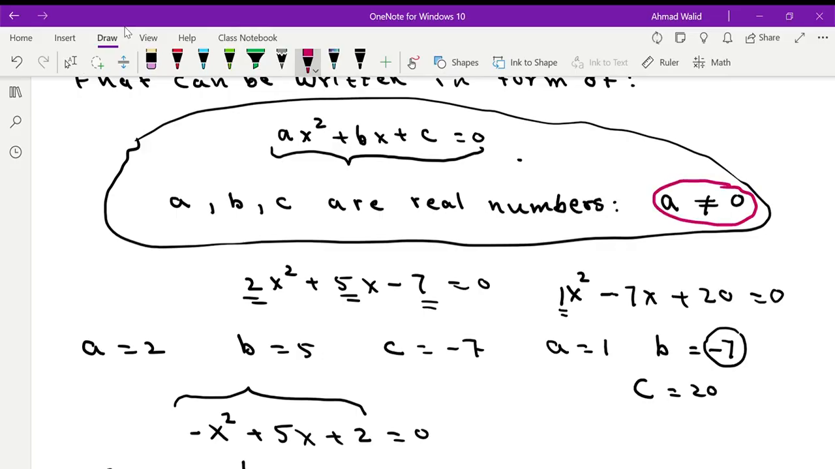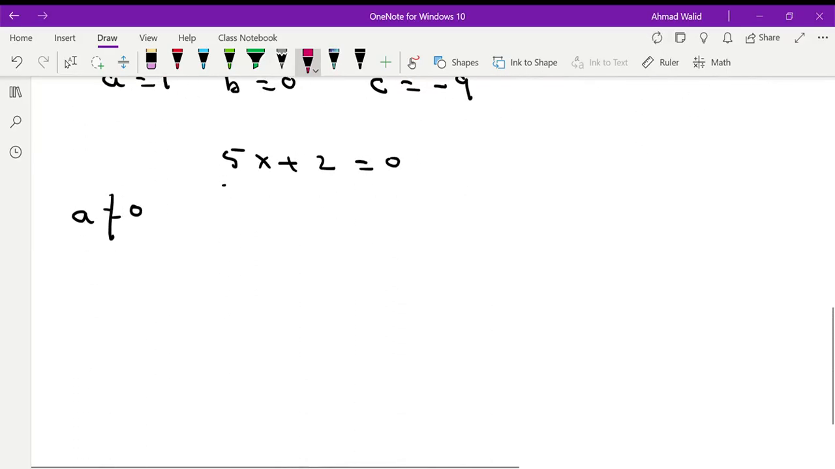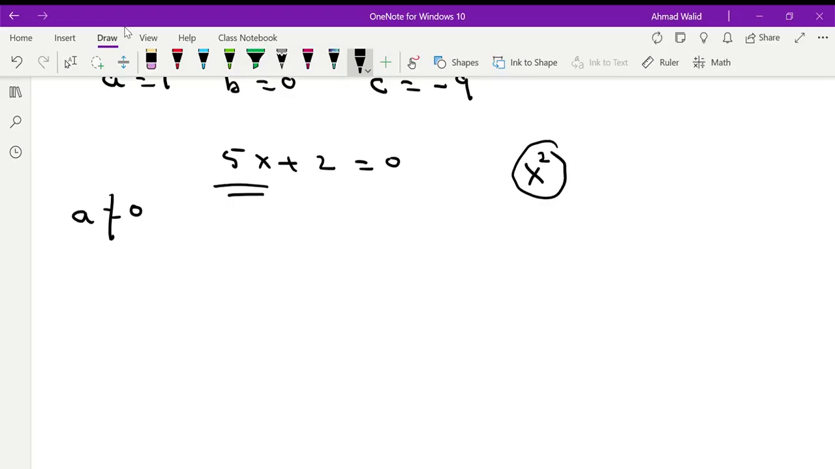The reason is, if my a is 0, it means it's not quadratic anymore. The meaning of quadratic means second degree. It means you should have in your equation a power of 2. If you don't have a power of 2, then it becomes linear, power of 1. Correct? You should have exactly x squared to call it quadratic, or y squared, or t squared, whatever your variable is. But the degree should be 2.